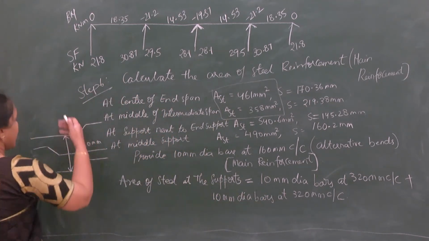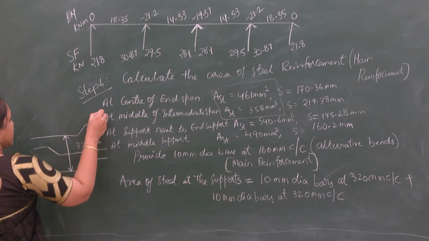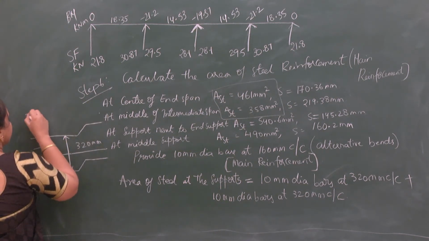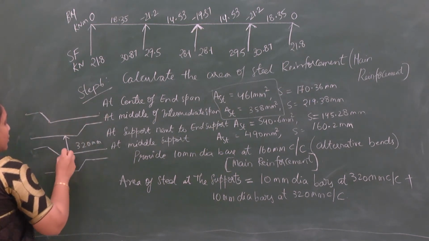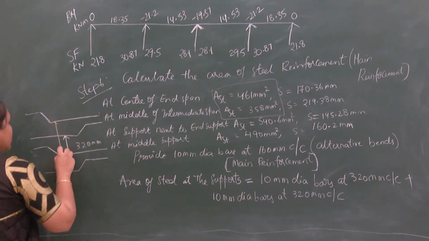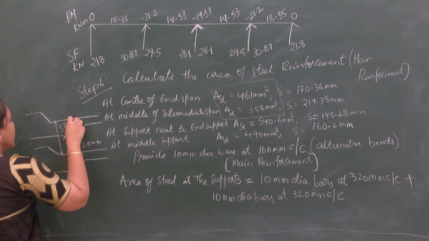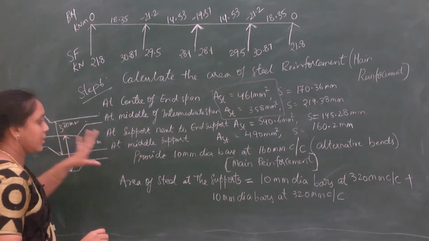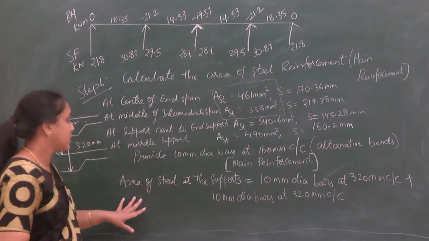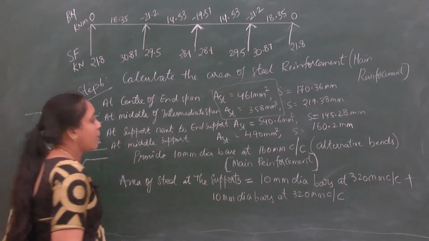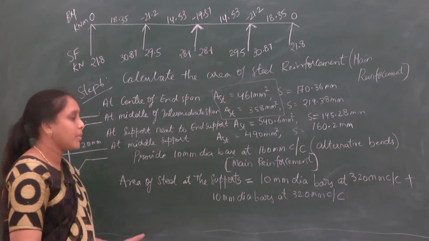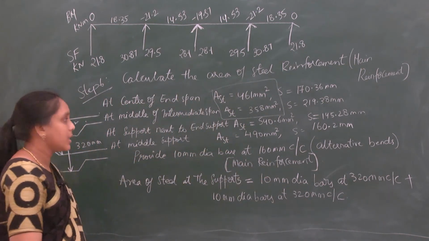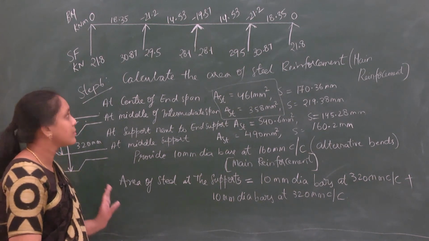If there is another bar here, for suppose a cranked bar like this, what will be the distance between these two? The distance between these two will be 320 mm. So this is what is written here. That is, at the supports we are going to provide 10 mm dia bars at 320 mm center to center plus 10 mm dia bars at 320 mm center to center.